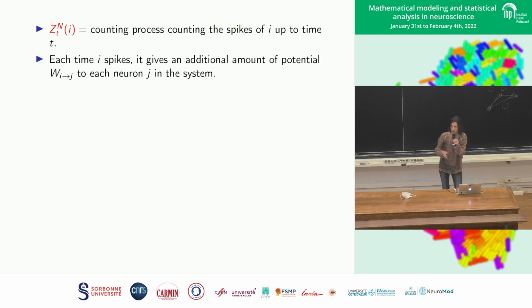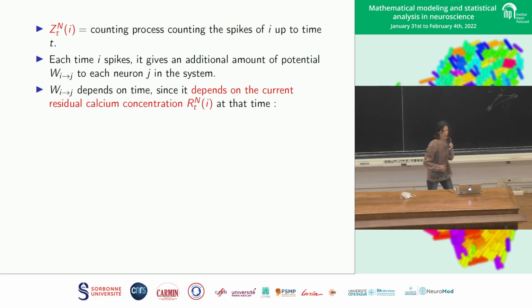So, good. I write Z_t^i for the number of spikes of neuron i up to time t. And each time i spikes, it gives an additional amount of stimulus to all the others. We call this the synaptic weight W from i to j. From the others, we see this additional amount of potential. And this W depends on time, and it depends on the residual calcium concentration at the time of the neuron itself. More precisely, we will take it as a function alpha, just a constant over N, the number of particles, times the residual concentration of neuron i at that time.